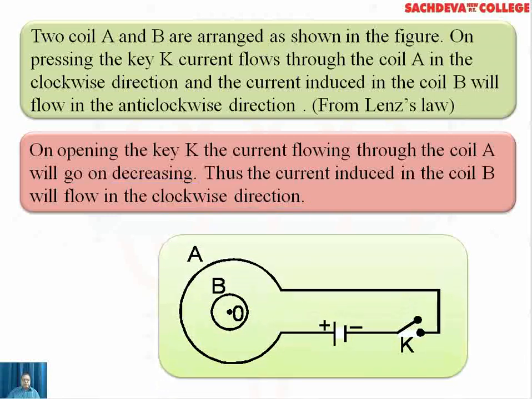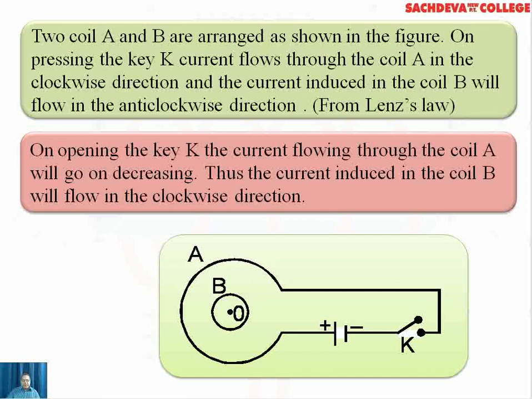So again, it is shown in the figure. K stands for key. There is the positive and negative of the battery, and A and B. These are the coils. The current in coil A goes on decreasing. Current induced in coil B will flow in the clockwise direction.